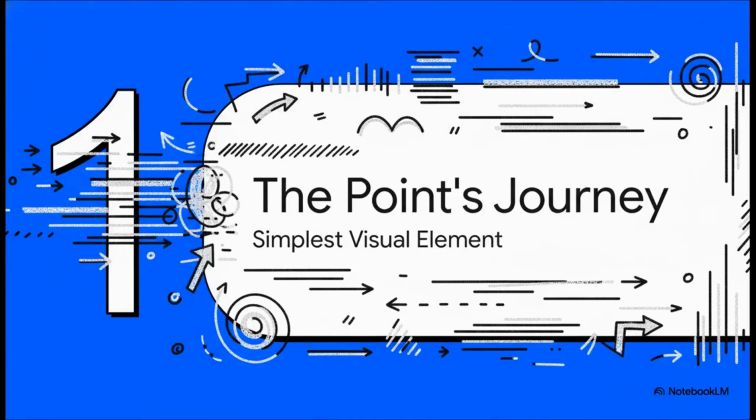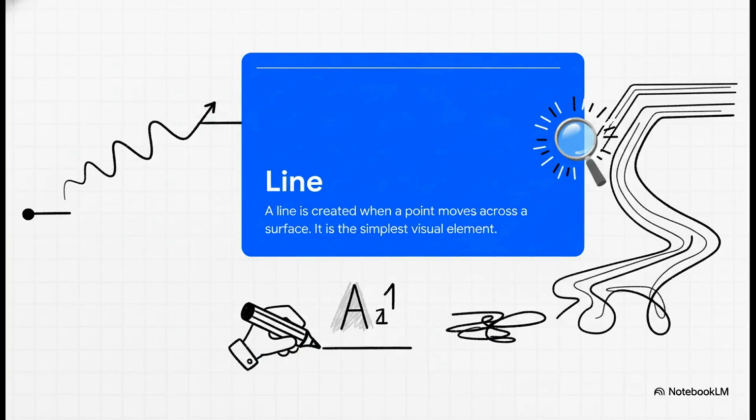So, to really get this, we have to start at the very, very beginning. Think of this section as the point's journey. We're going to break down what a line actually is. So what is a line? Well, it's nothing more than a point that decided to go for a walk. Seriously, the path it creates on its journey, that's a line. It's the absolute building block, the atom of everything we see visually.